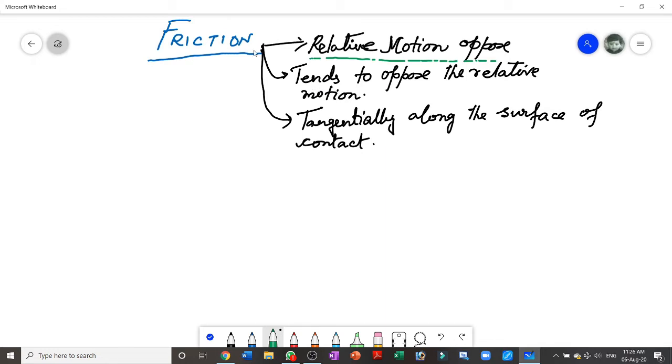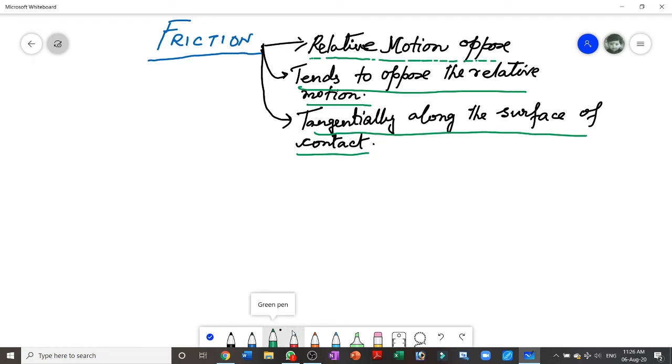If it tends to move, then it also plays an important role. And how does it act? It acts tangentially along the surface of contact of the two surfaces. Now let us understand it.